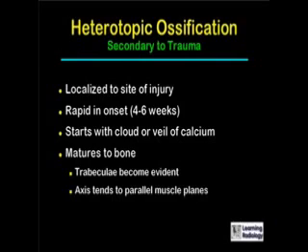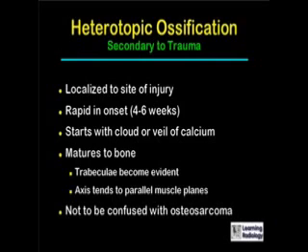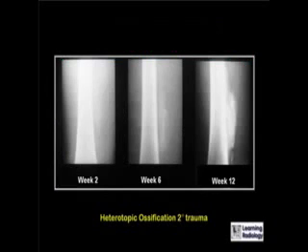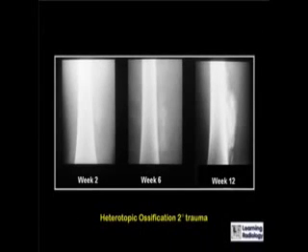It is very important that the radiologist recognize heterotopic ossification secondary to trauma, because if it's biopsied and sent to pathology, it may be mistaken for an osteosarcoma. This is an example of a patient who sustained trauma to the thigh 2 weeks before this first radiograph was obtained. On week 2, the soft tissues are normal in appearance. On week 6, we can begin to see a thin cloud or veil of calcification, and then on week 12, we see dense ossification, which parallels the long axis of the bone.